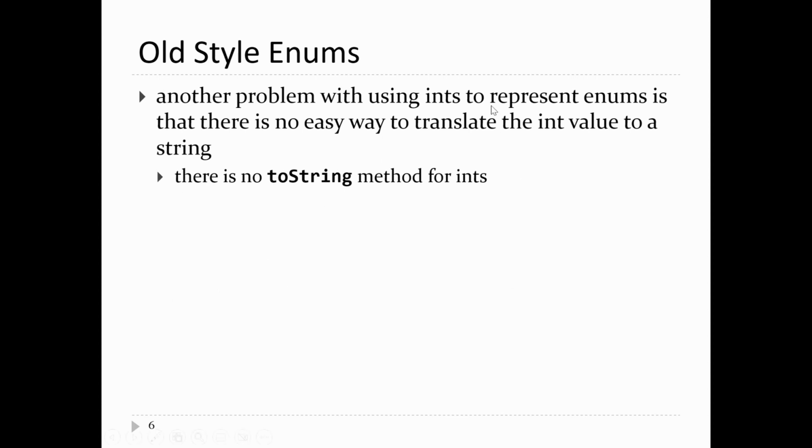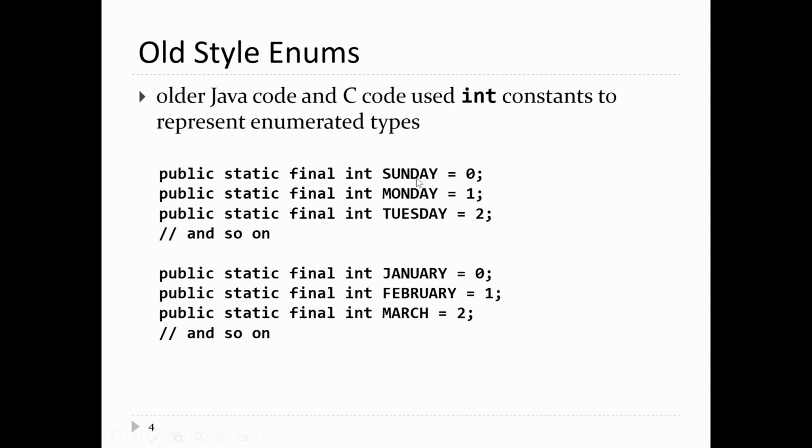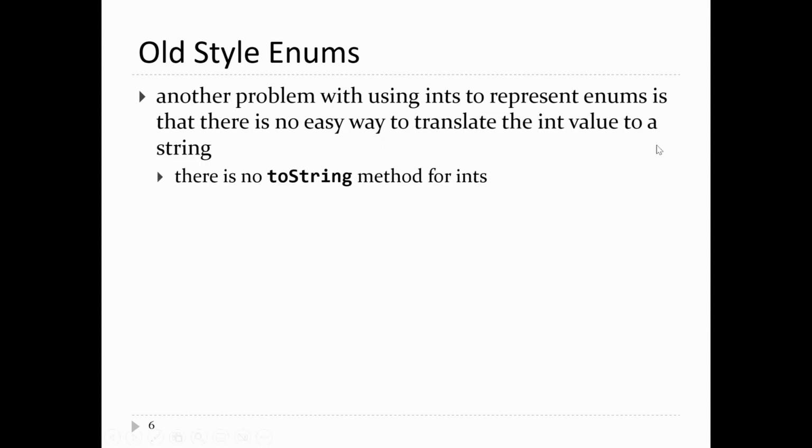There's another problem with using ints to represent constant values, and that's there's no easy way to translate that int back into a string, right? Because there's no toString method for ints. So if I wanted to print out the constant Sunday, I'd have to write a method. The method would have to check what the day value is, and then map the day to the appropriate string. So there's no easy way to print out one of these enumerated constants. I can print out the number, but that normally doesn't tell you very much.